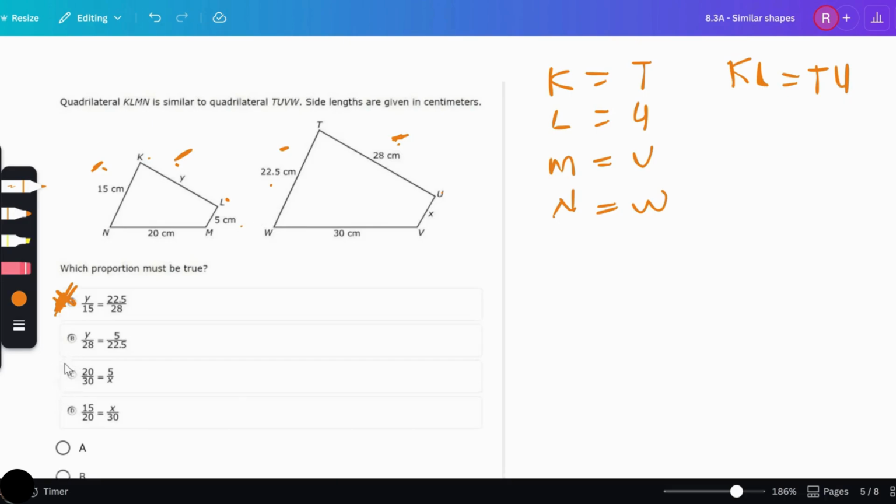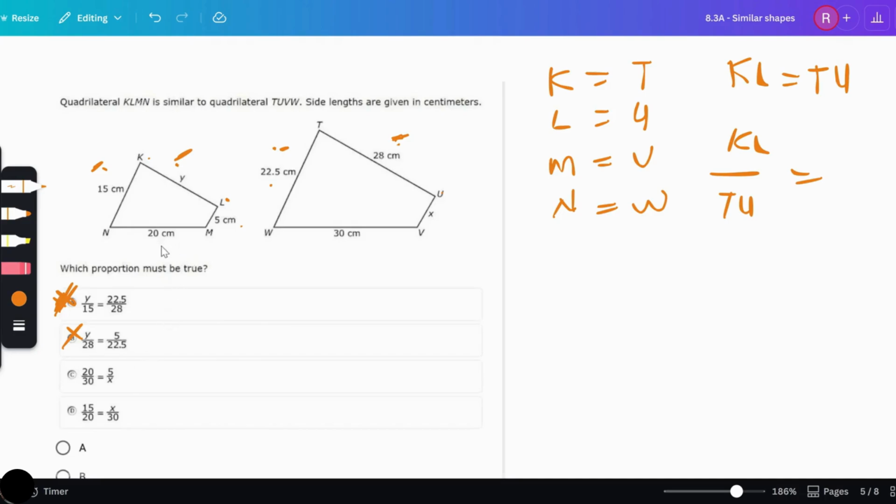Now let's look at B. We have Y over 28. Okay, KL over TU is equal to 5 over 22.5. 5 is here, 22.5 is here. This is wrong. They are not corresponding. LM does not correspond to TW.